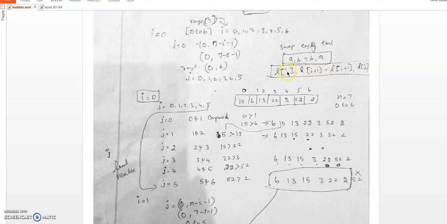That is, j means the 0th element, j plus 1 means the first element. So the 0th position and the first position will be exchanged. The value available in the first position is given to the 0th position, and the element available in the 0th position is handed over to the first position. Okay, this is swapping.